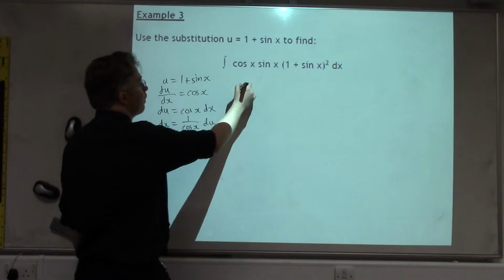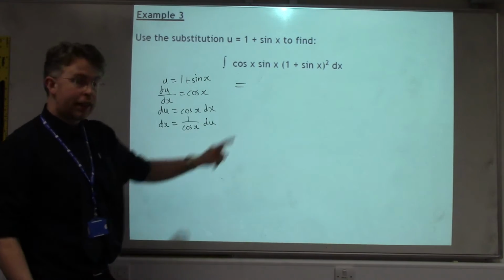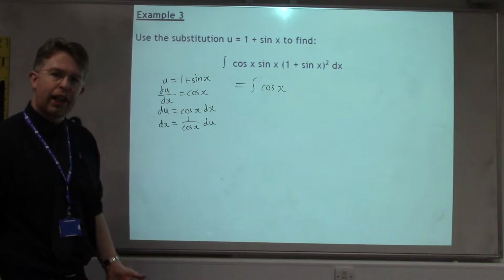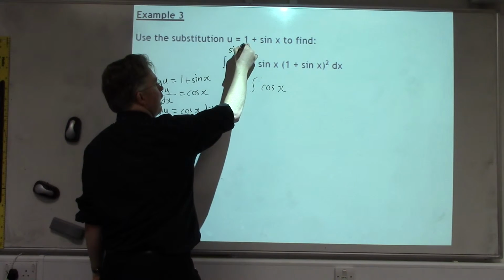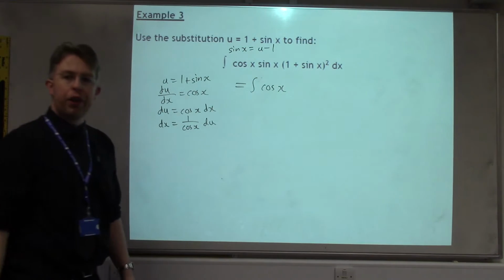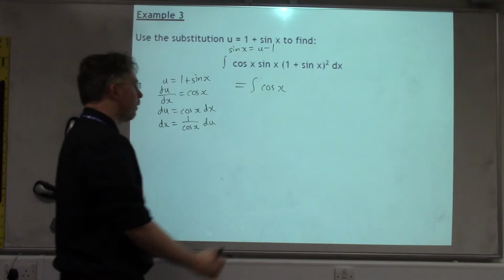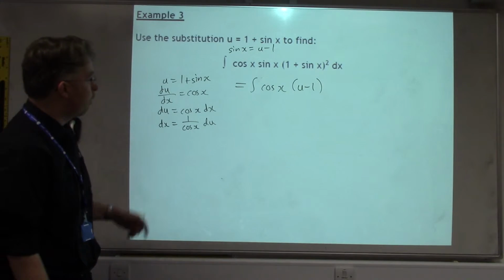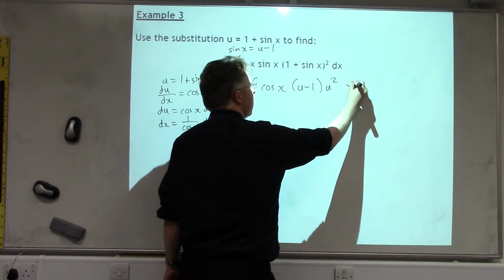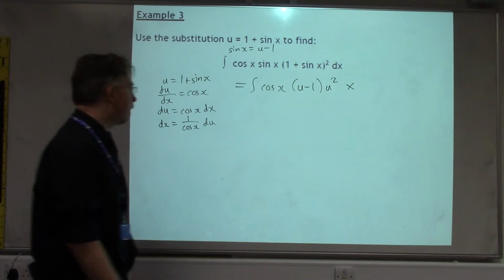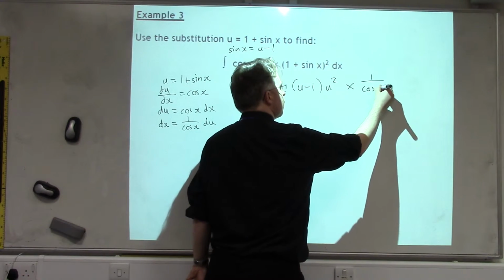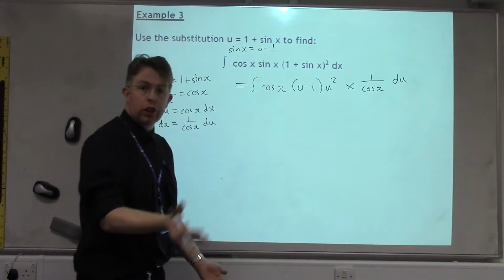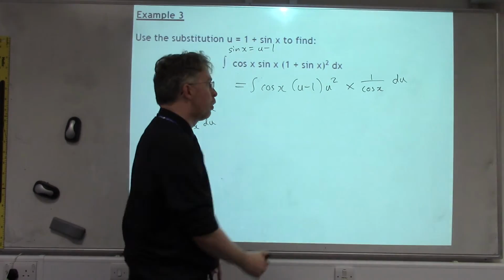Subbing in, we've got cos x, we leave sine x. Well, u isn't quite sine x, it's 1 plus sine x, but that means that sine x equals u take away 1. So we can replace the sine x with u take away 1. And then we've got 1 plus sine x squared, so u squared, times 1 over cos x du. We can then cancel out the cos x's, because this multiplication can be done in any order. Cos x times 1 over cos x is just 1.